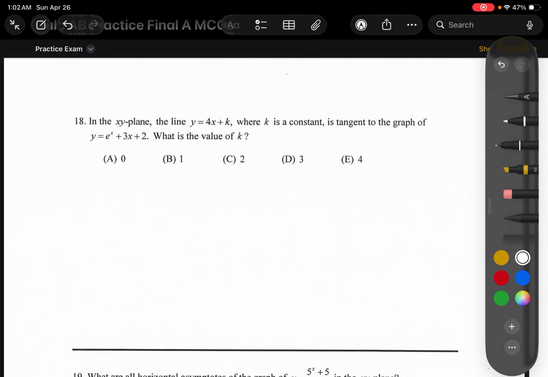For 18, on the xy plane, the line y equals 4x plus k, where k is a constant, is tangent to the graph of y equals e to the x plus 3x plus 2. What is the value of k? So now, it's saying that these two functions are tangent to each other. So the slopes are equal to each other. The derivative of 4x plus k is 4. The derivative of y equals e to the x plus 3x plus 2 is e to the x plus 3.